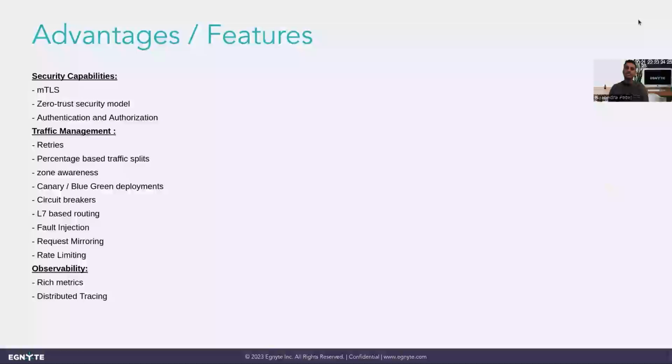These are some of the advantages or features that service mesh offers. In the interest of time, we'll not go into the depth of these features. Most of them are self-explanatory, but I just wanted to highlight that the ones in green are the important features that we have implemented, and the ones in orange are the ones we are going to implement in the next iteration.